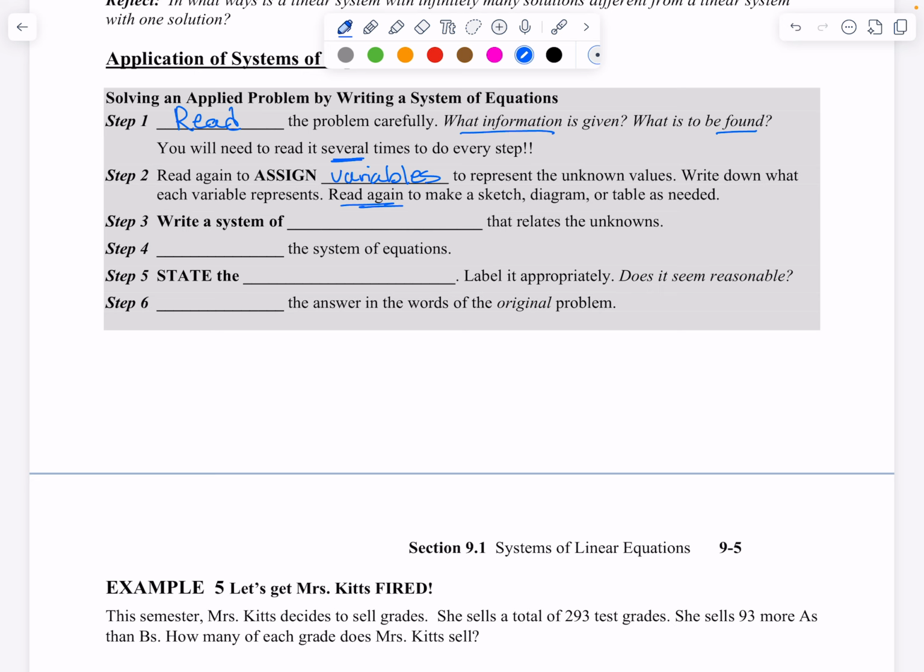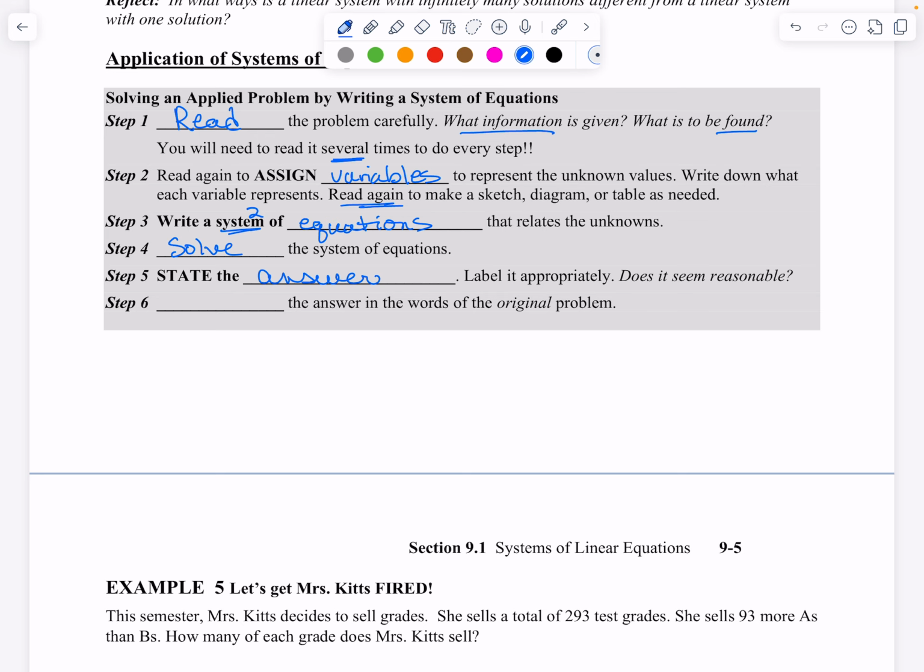Do you need to read it more than once? Absolutely. Usually I read it 2 to 3 times. Then you're going to write a system of equations. And a system of equations means you're going to write two or more. Then you're going to solve the system. And then you will state your answer. So basically, you're going to answer the question.